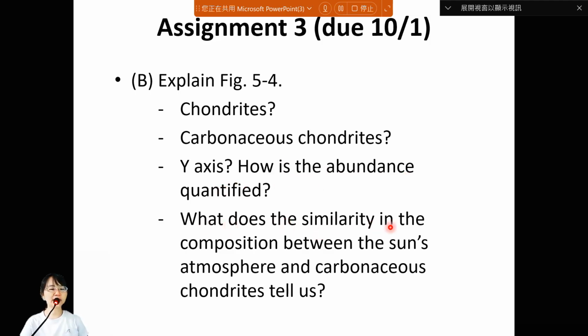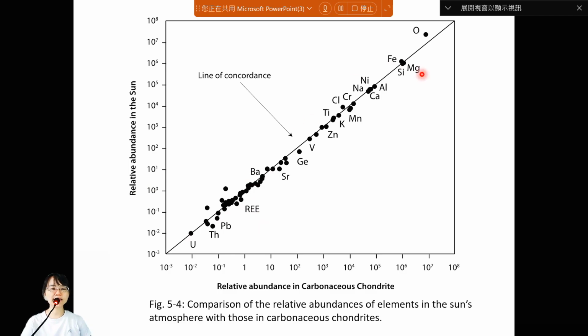What does the similarity in the composition between the sun's atmosphere and carbonaceous chondrites tell us? So why can we find such a good agreement between this material and this material? What's the sense does it make? So that's what you need to answer in your assignment.